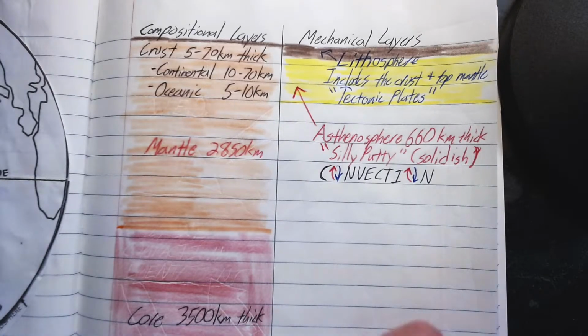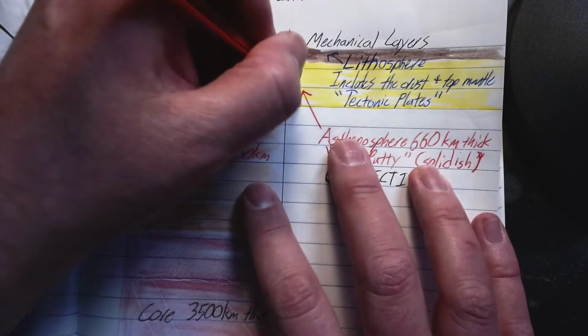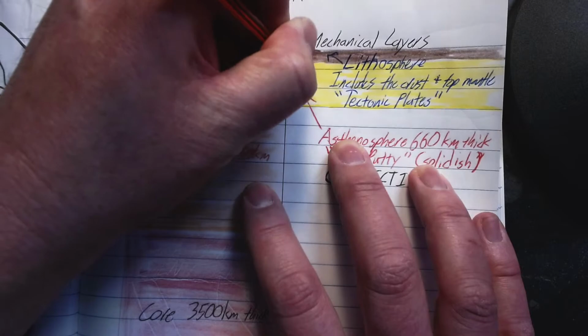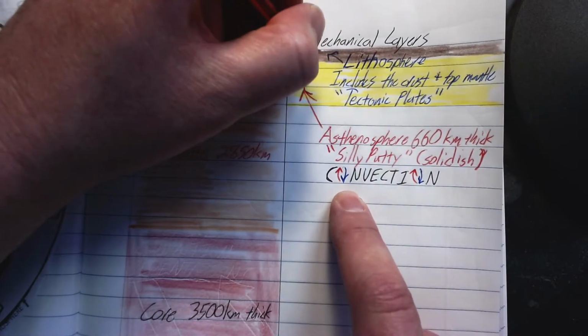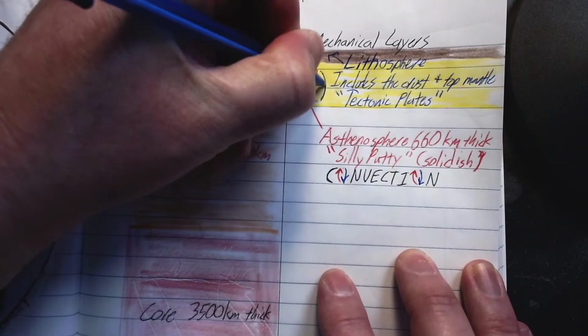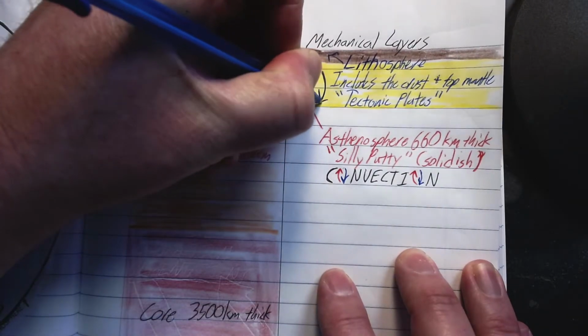Oh, you spelled convection. Oh yeah, I used fancy convection. I used arrows. I didn't realize that was a C. I thought it was like parentheses.